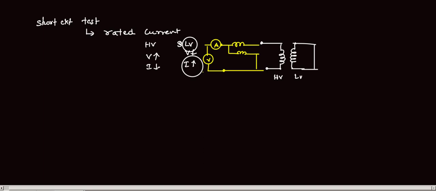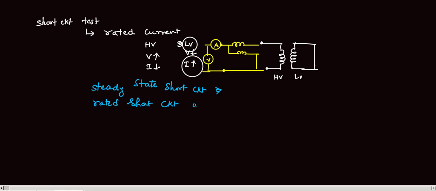Here you have two types of current: steady state short circuit current and rated short circuit current. What is the steady state short circuit current?